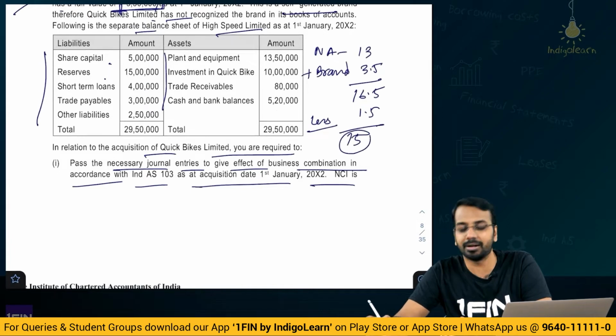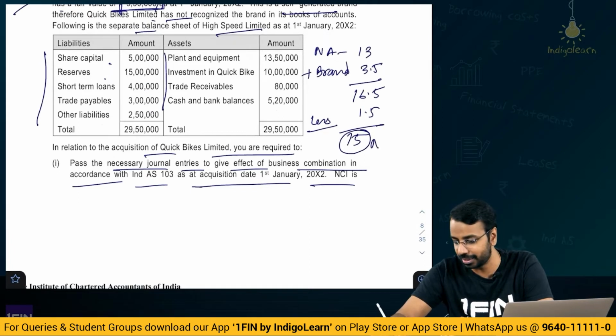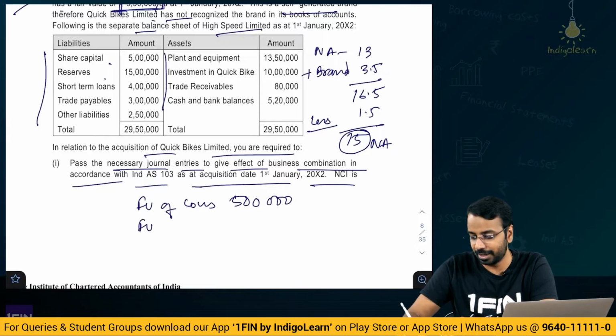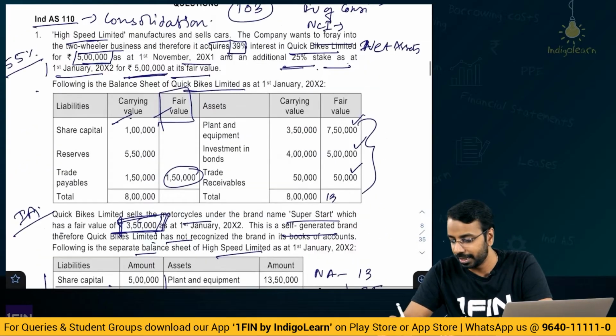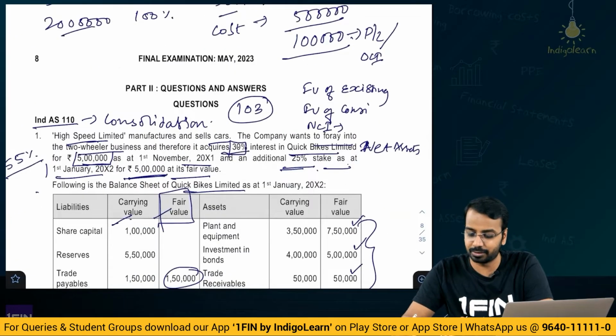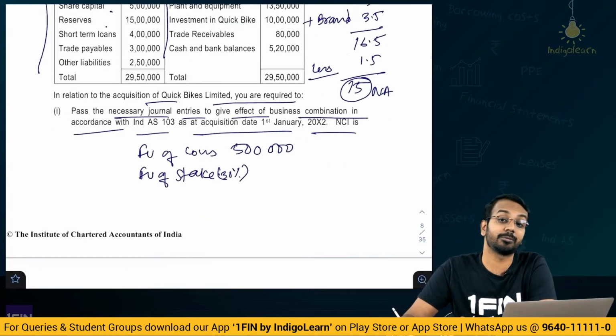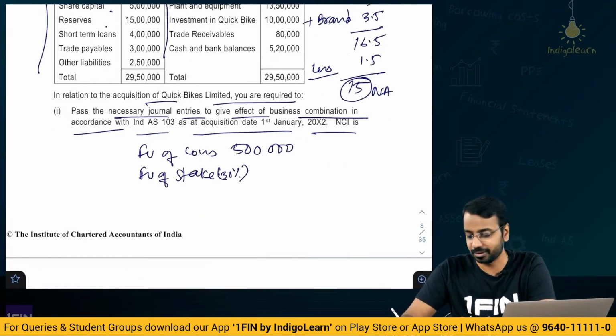So 15 lakhs is the identifiable net asset, this is your net asset. Then on the other side what do you have? Fair value of consideration 5 lakhs, fair value of stake. Now you have how much stake? Existing stake is 30%. So 30% stake will be 30% multiplied by 20 lakhs, that is 6 lakhs.